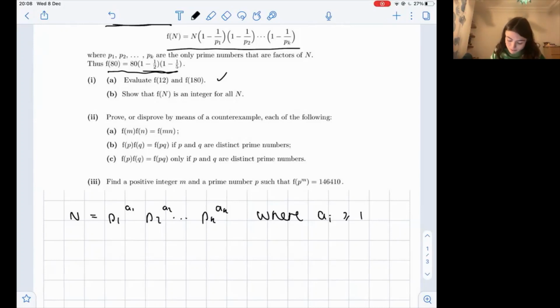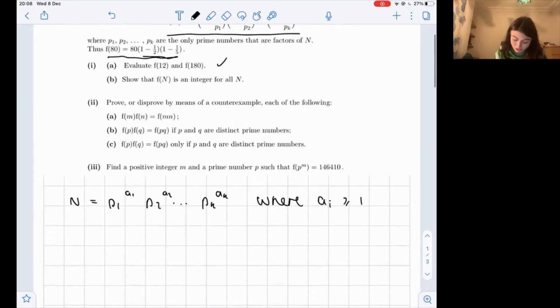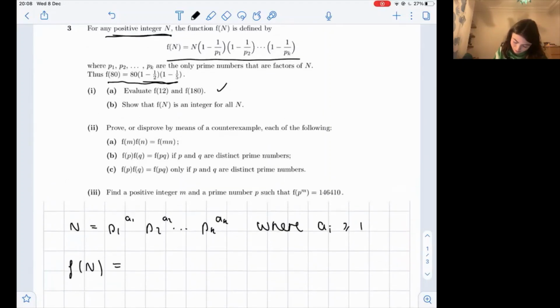Now that we've expressed it in terms of its primes, should we try and apply the function to n? So we have F(n) equals n, which we can write as our new version, and then we've got (1 minus 1 over p1) dot dot dot (1 minus 1 over pk).